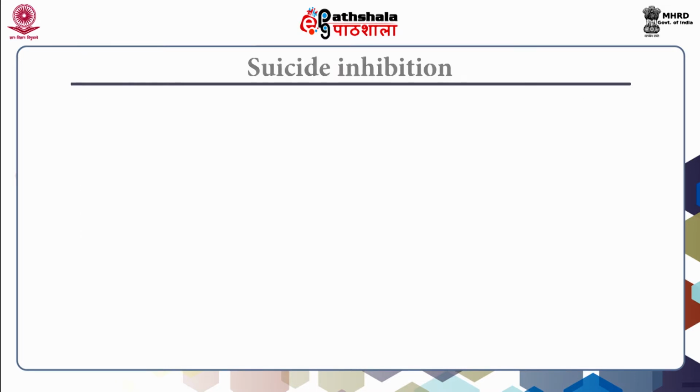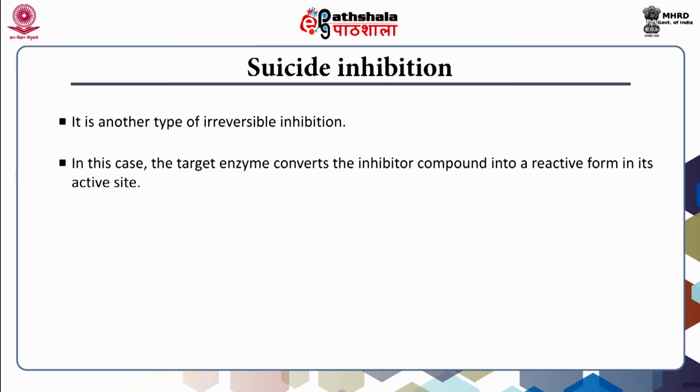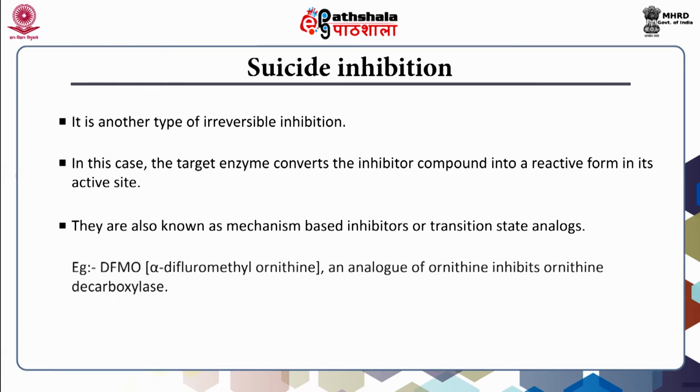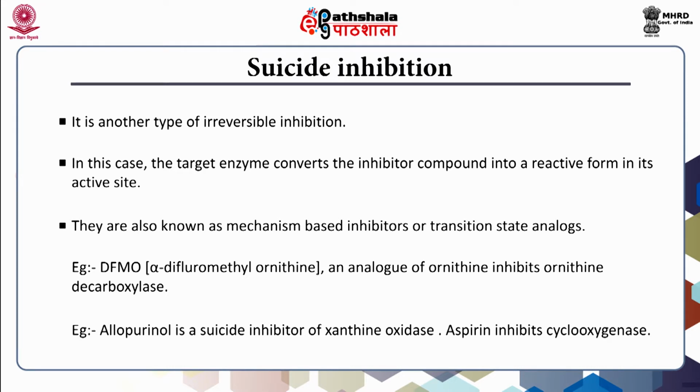Let us see what suicide inhibition is. It is another type of irreversible inhibition. In this case, the target enzyme converts the inhibitor compound into a reactive form in its active site. They are also known as mechanism based inhibitors or transition state analogues. An example is DFMO. Another example is allopurinol. It is a suicide inhibitor of xanthine oxidase.